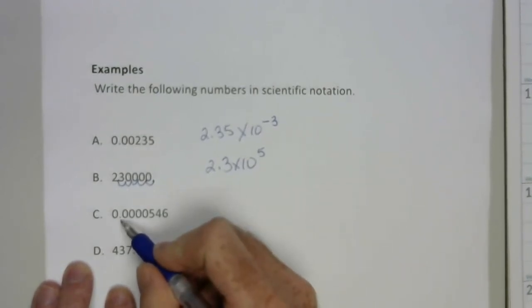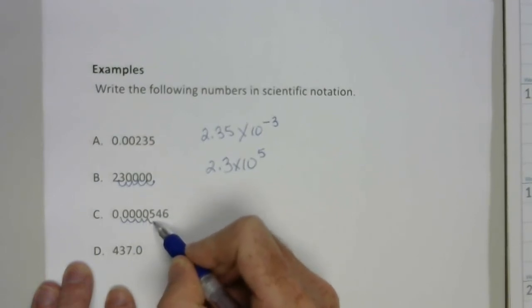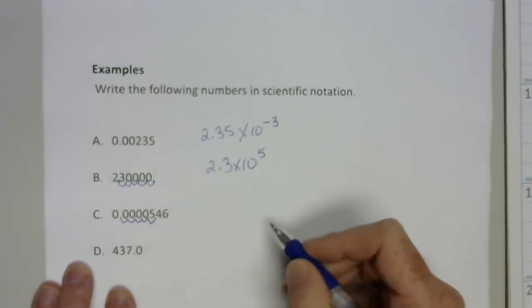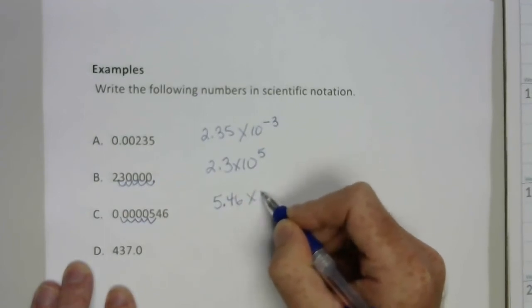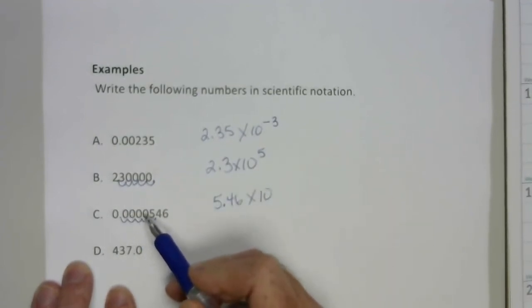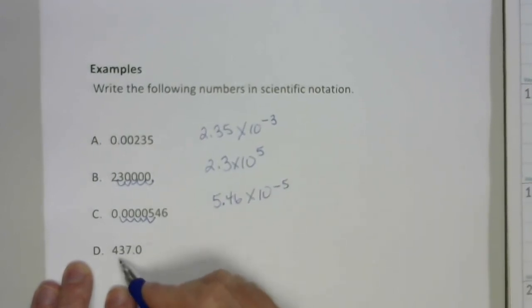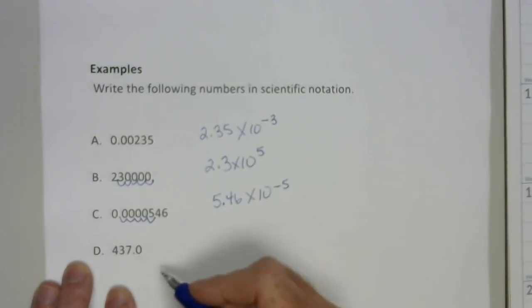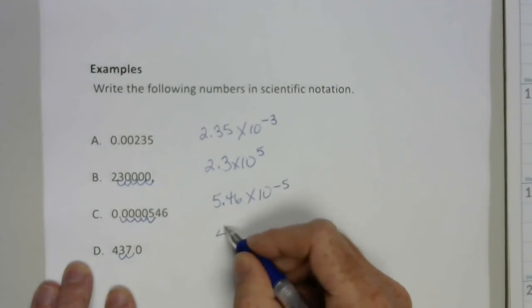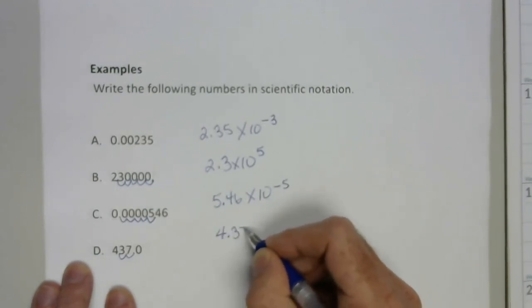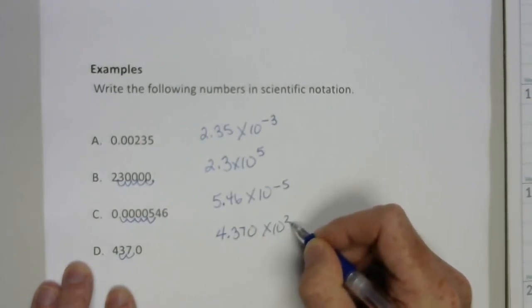Here we got a negative exponent, so 1, 2, 3, 4, 5. So with the decimal there, we'll have 5.46 times 10 to the negative 1, 2, 3, 4, 5. So negative 5. Then 437.0, we're going to say 1, 2. It'll be a positive exponent, so 4.370 times 10 to the second.